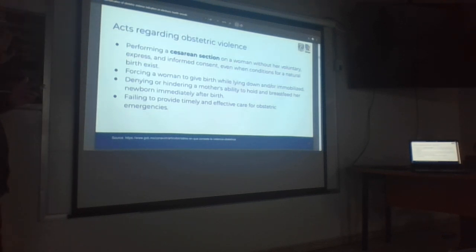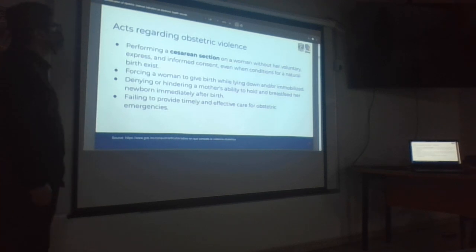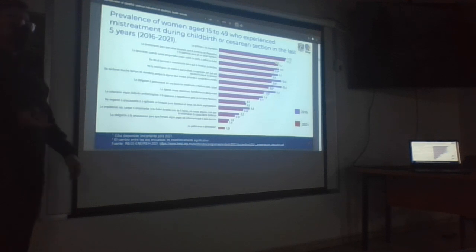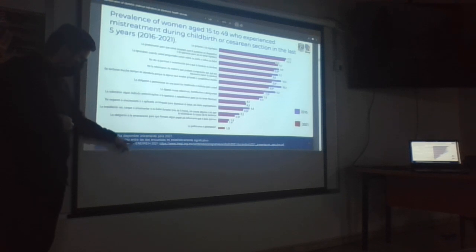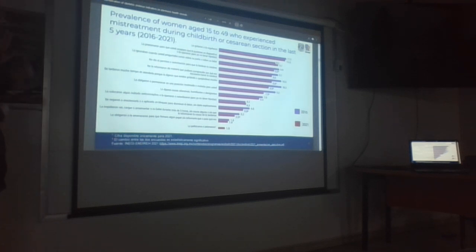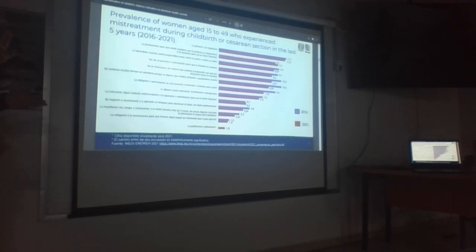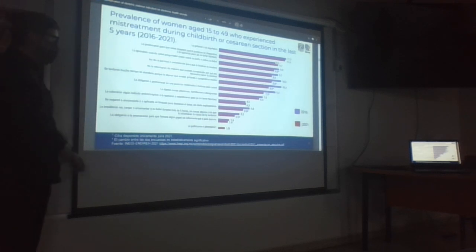The last is failing to provide timely and effective care for obstetric emergency. These are some statistics from a survey from the Mexico government, ENDIREH is the name of the survey. Here are presented some prevalence of women aged 15 to 49 who experience mistreatment during childbirth or cesarean section in the last 5 years, in 2016 and 2021. This survey is each 5 years.